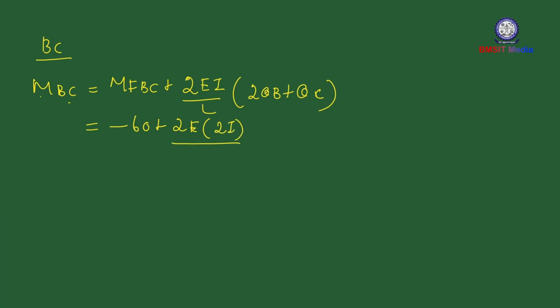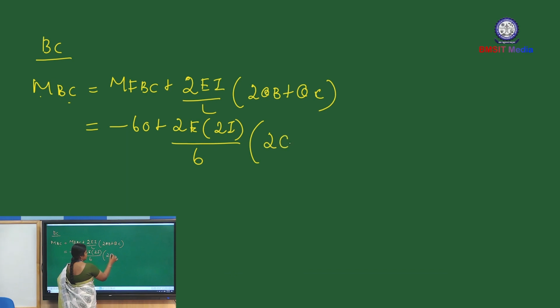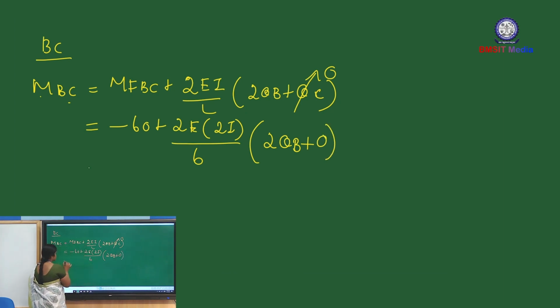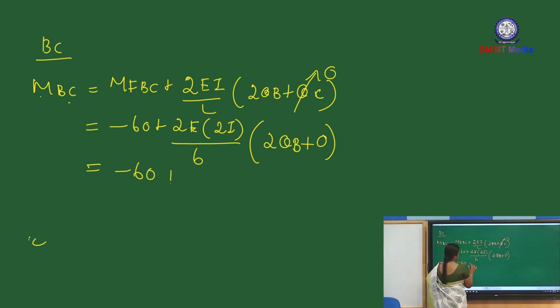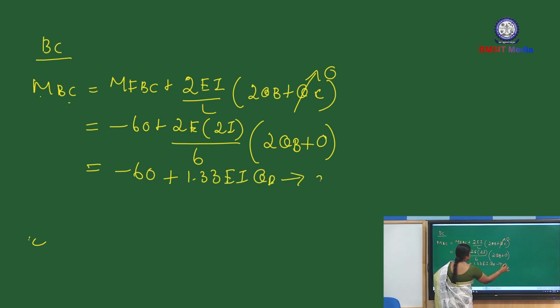The length of span BC equal to 6 meter, then 2 theta B. In the given problem, joint C is fixed support, so this term also becomes 0. At the fixed support there is no slope, 0, that's all. If you simplify this one, minus 60 plus 1.33 EI theta B. This is the third equation.